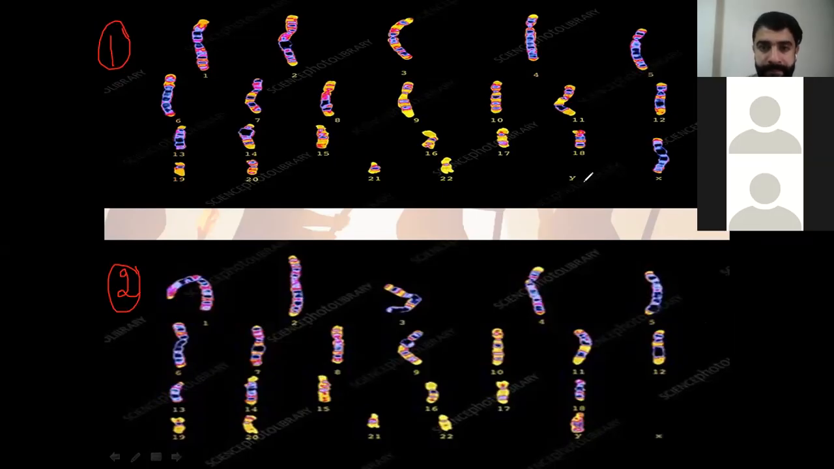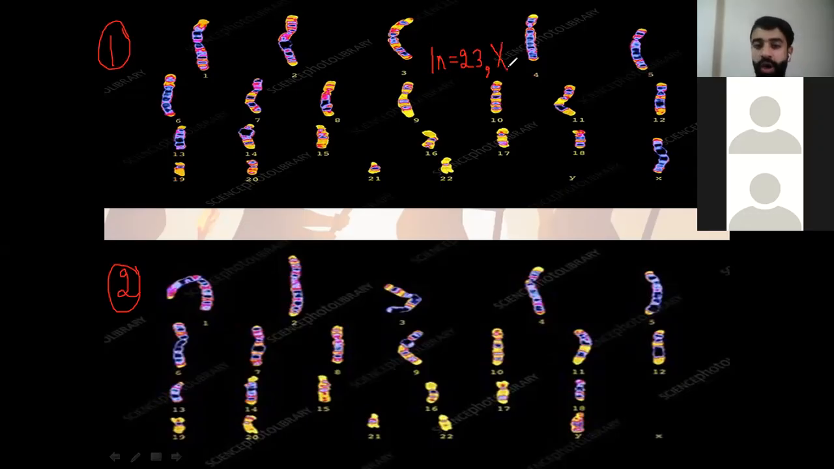1n equal 23. Very good. 1n equal 23, comma, XX or XY? What are the sex chromosomes, XX or XY? No, only X, just X. So 1n equal 23, comma X.